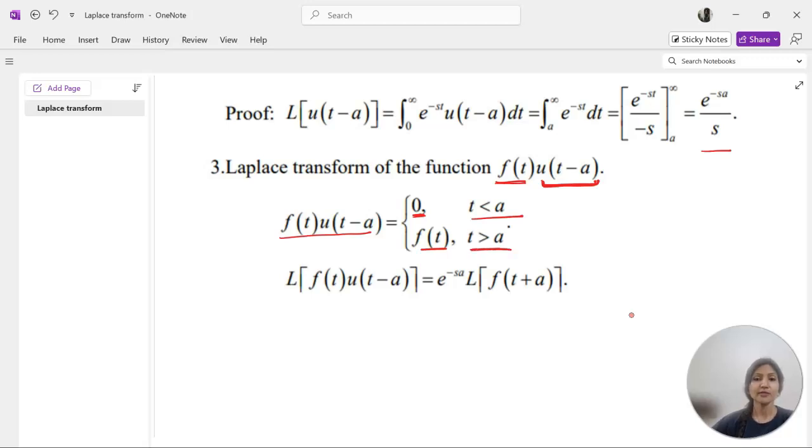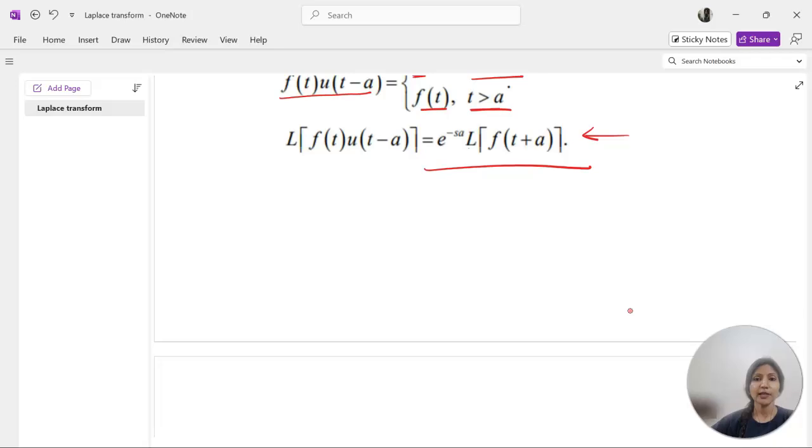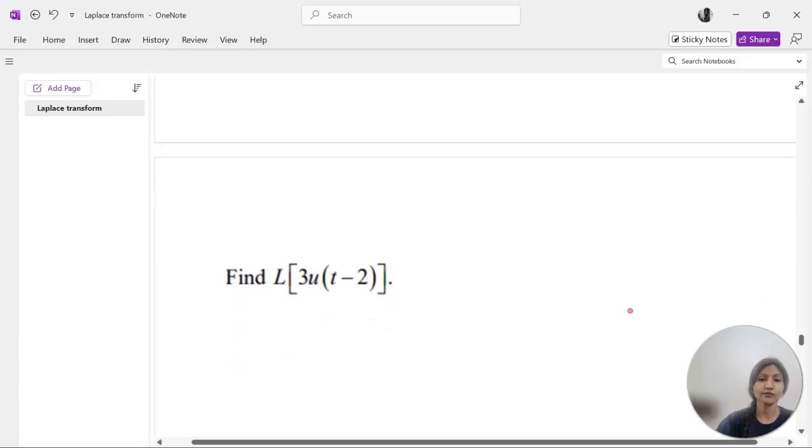Laplace of f(t) into u(t minus a) will be e to the power minus s a times Laplace of f(t plus a). So you can see the Laplace of small f(t) plus a is as good as capital F of, I'll just say that you will replace your t with t plus a, and then take the Laplace of that particular function multiplied with e to the power minus a s. That will give the Laplace of this function with the displaced unit step function.